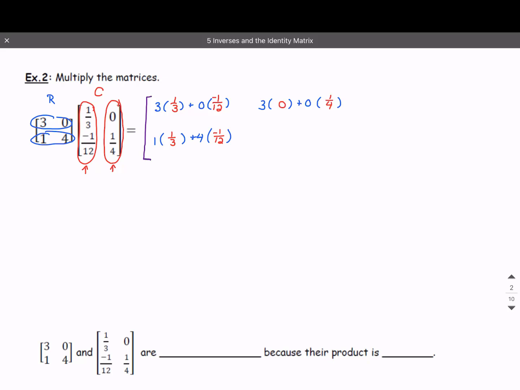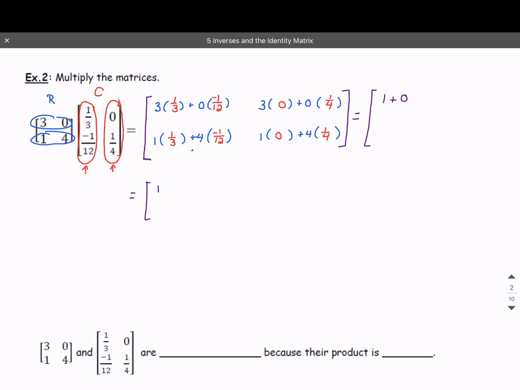If I move down, I'm in row 2, so I have a 1 times something plus 4 times something, and my somethings come from row 2, 0 and 1/4. If I go back up and move over, I don't have a third column, so I am done here. Now we just need to do a little bit of arithmetic. 3 times 1/3 is 1, plus 0 times negative 1/12 is 0. That's going to give us 1.